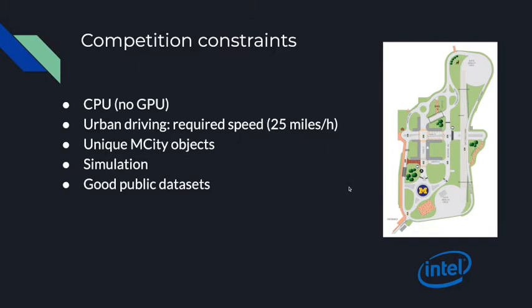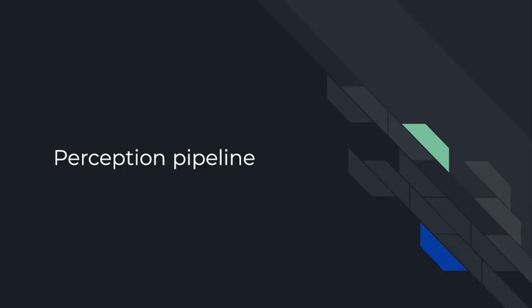Also, MCity has very unique objects that we don't see in the public data sets. That provides a challenge, since we don't have all the objects that we want to detect in open source data sets. Simulation is a new constraint because of the pandemic, and we can't go testing outdoors very often. And lastly, as I talked about before, there is a very limited number of good public data sets that we can use.